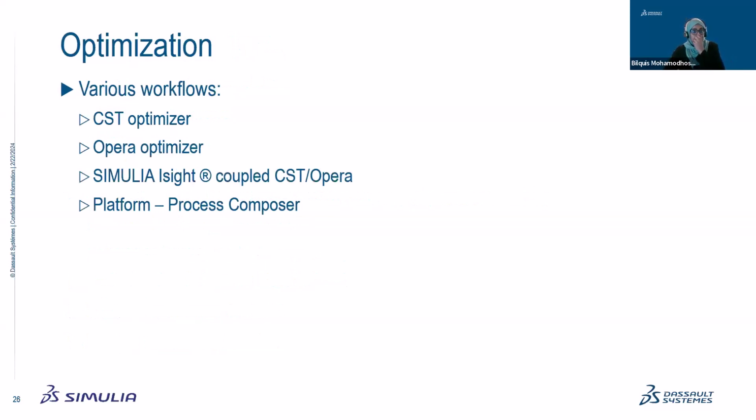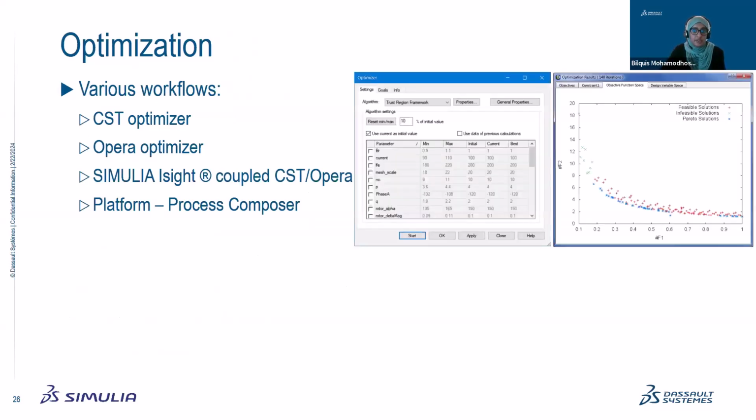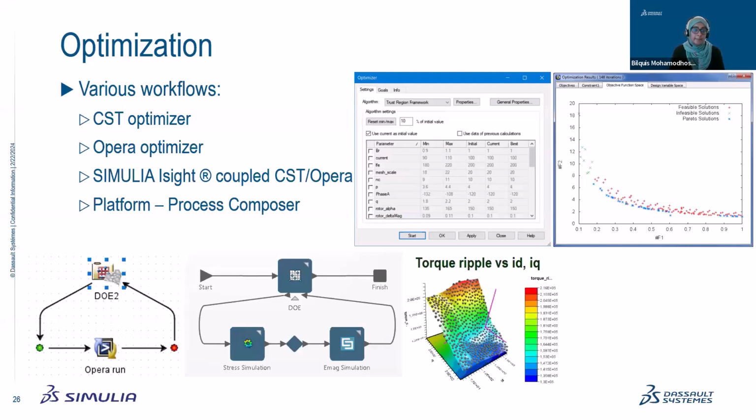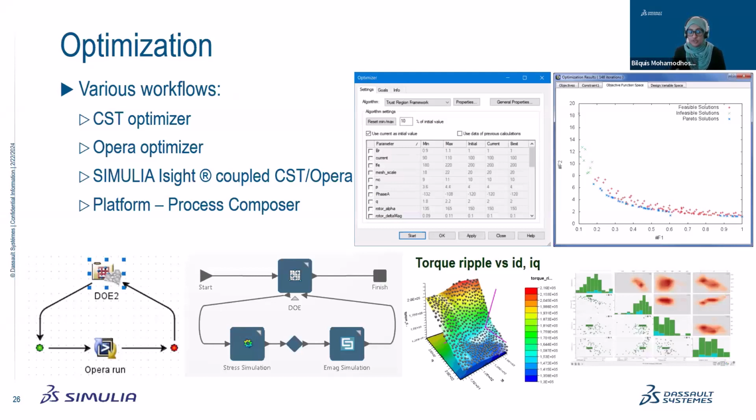So there are various ways to optimize your models of electrical machines. We can use the CST optimizer, for example. We have the Opera optimizer, but we also have Isight or Process Composer that can be coupled to both CST and Opera. The good thing about Isight and Process Composer is that we can make more use of the results analytics and the post-processing features that we have for optimization, which are very nice and more specific to optimization.